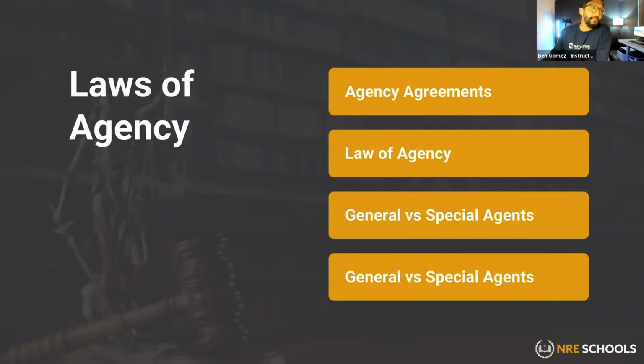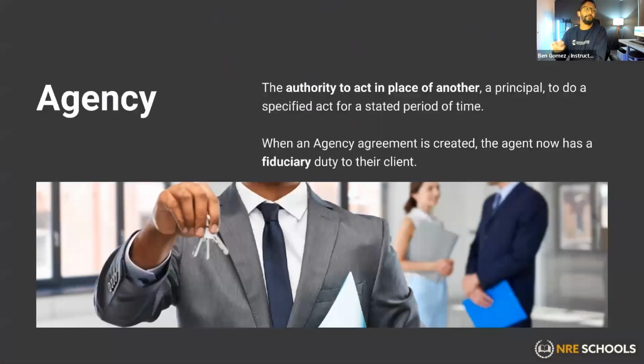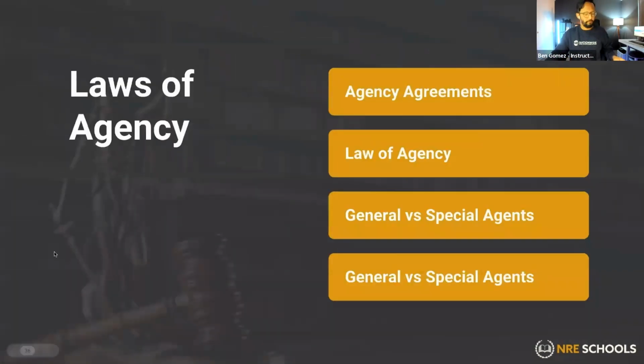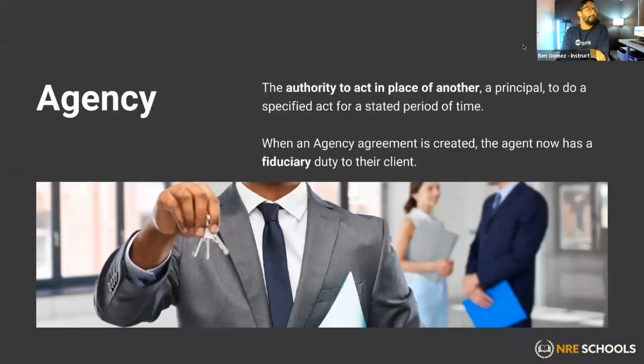Let's go to laws of agency. Agency agreements, law of agency, generals. Need to fix that. Agency agreements, we'll fix that there.